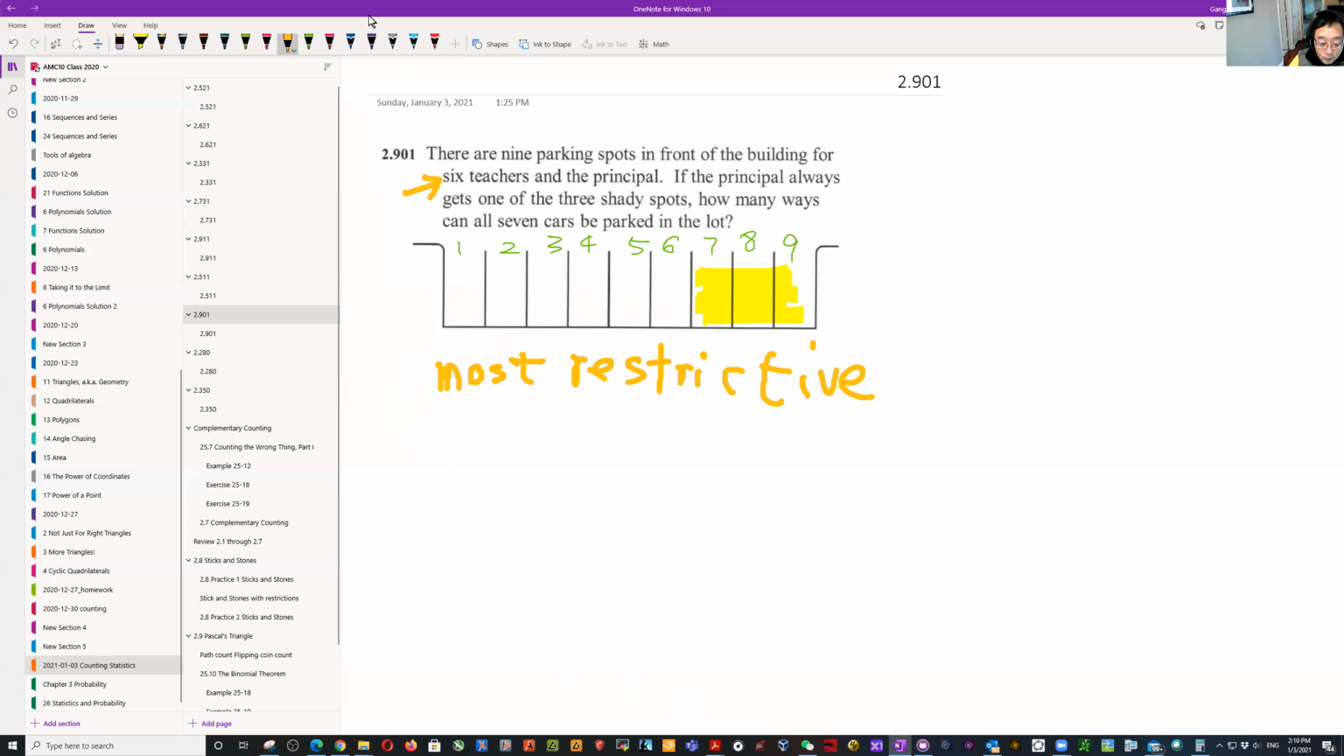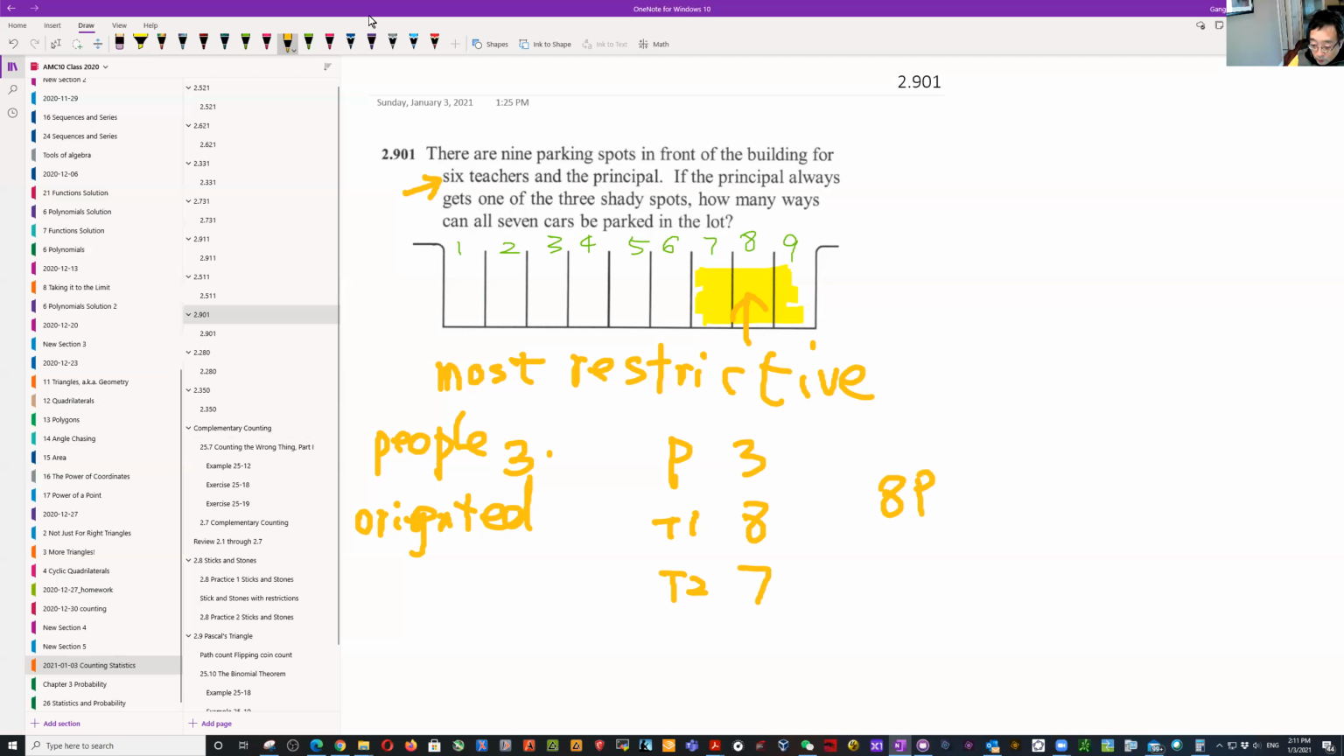So the principal has 3 spots. So basically that's 3. Then for the remaining teachers, the step we are building is people oriented. So the principal first, that's 3, then teacher 1 has 8 spots to choose from. Any of the remaining, for example, teacher 1 parks there, so he has 8. Then teacher 2 has 7. So basically it goes down. So in fact, you have 8 remaining spots to park the remaining 6 teachers.